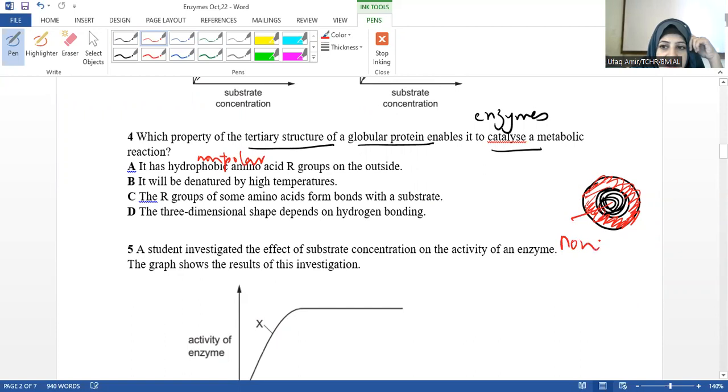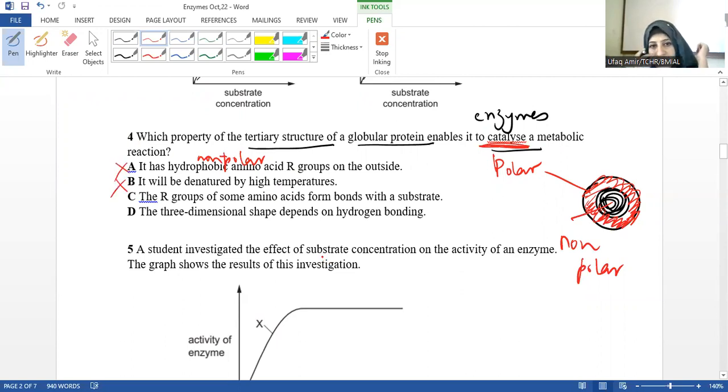These are non-polar, and these outer ones are polar amino acids actually. See, it will be denatured by high temperature. It is correct. But they are saying which property is enabling them to catalyze a metabolic reaction, which property is helping them in catalyzing the reaction? So denaturing at high temperature doesn't help. And that statement is incorrect.